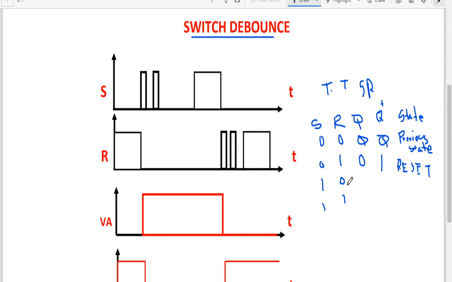Fine. And then when we have S equal to 1 and R equal to 0, we have Q as 0, and the next state will be Q as 1, next state Q bar will be 0, and we call it as a set state. S-E-T. That is your set state. And then when both the inputs S and R are 1 1, we don't know what exactly the state of the flip-flop is going to be. So the state we are going to define is the undefined state.